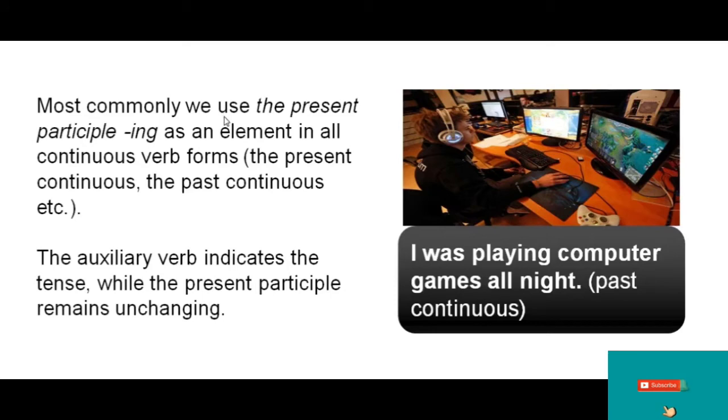Now most commonly we use the present participle, -ing, as an element in all continuous verb forms, the present continuous, the past continuous, etc. The auxiliary verb indicates the tense, while the present participle remains unchanged. Have a look at the example over here. I was playing computer games all night. This sentence is in the past continuous, was playing.